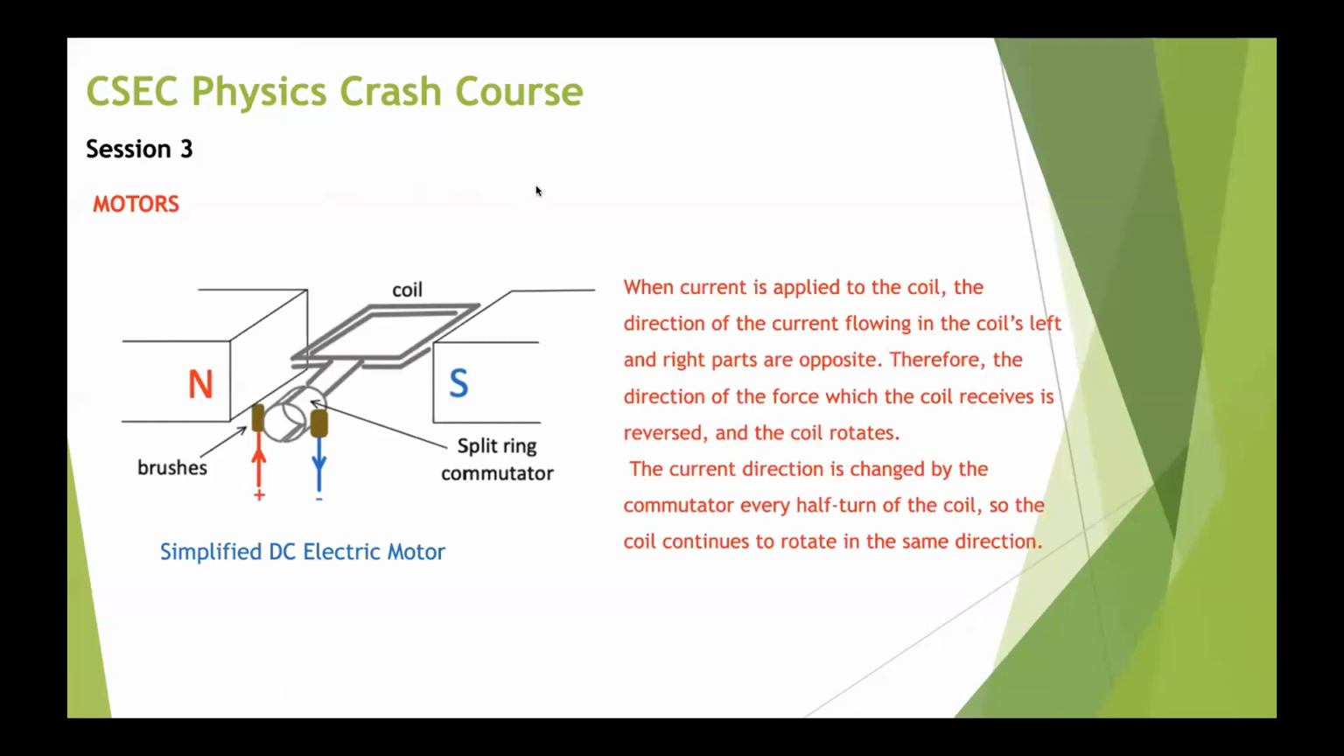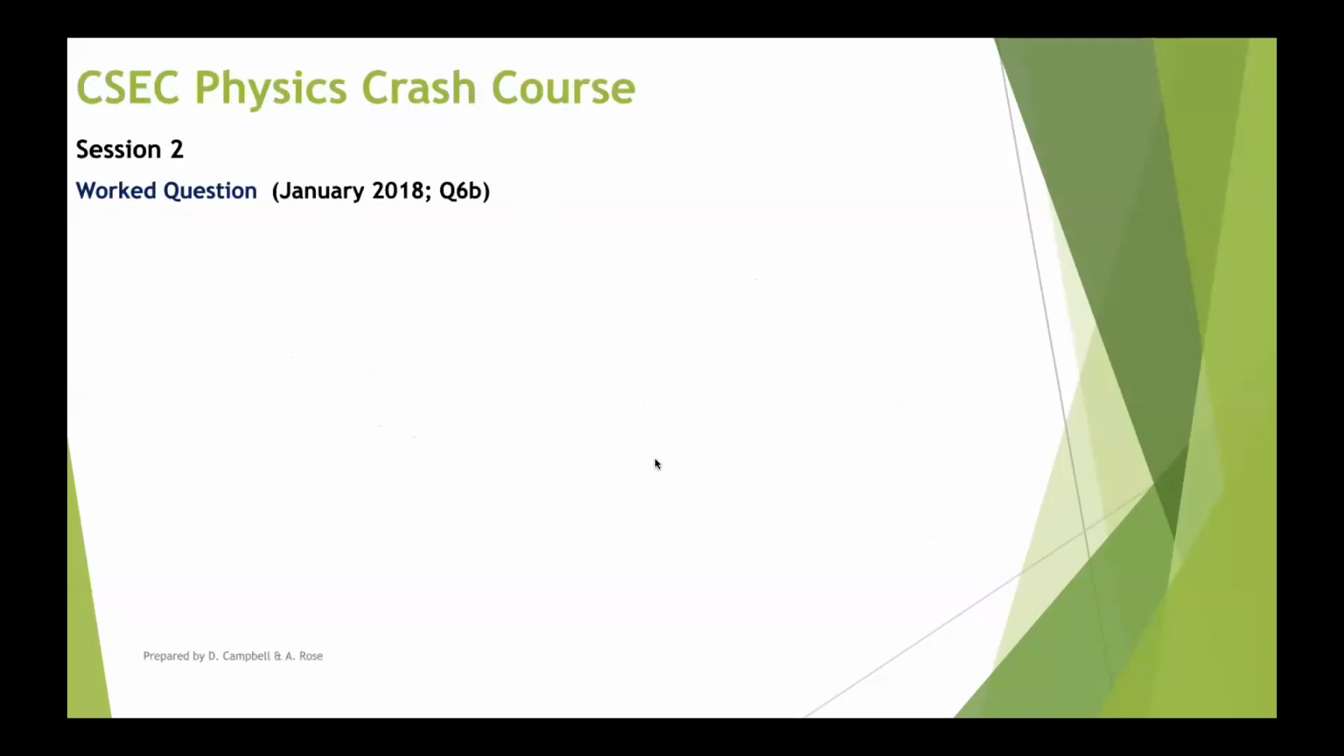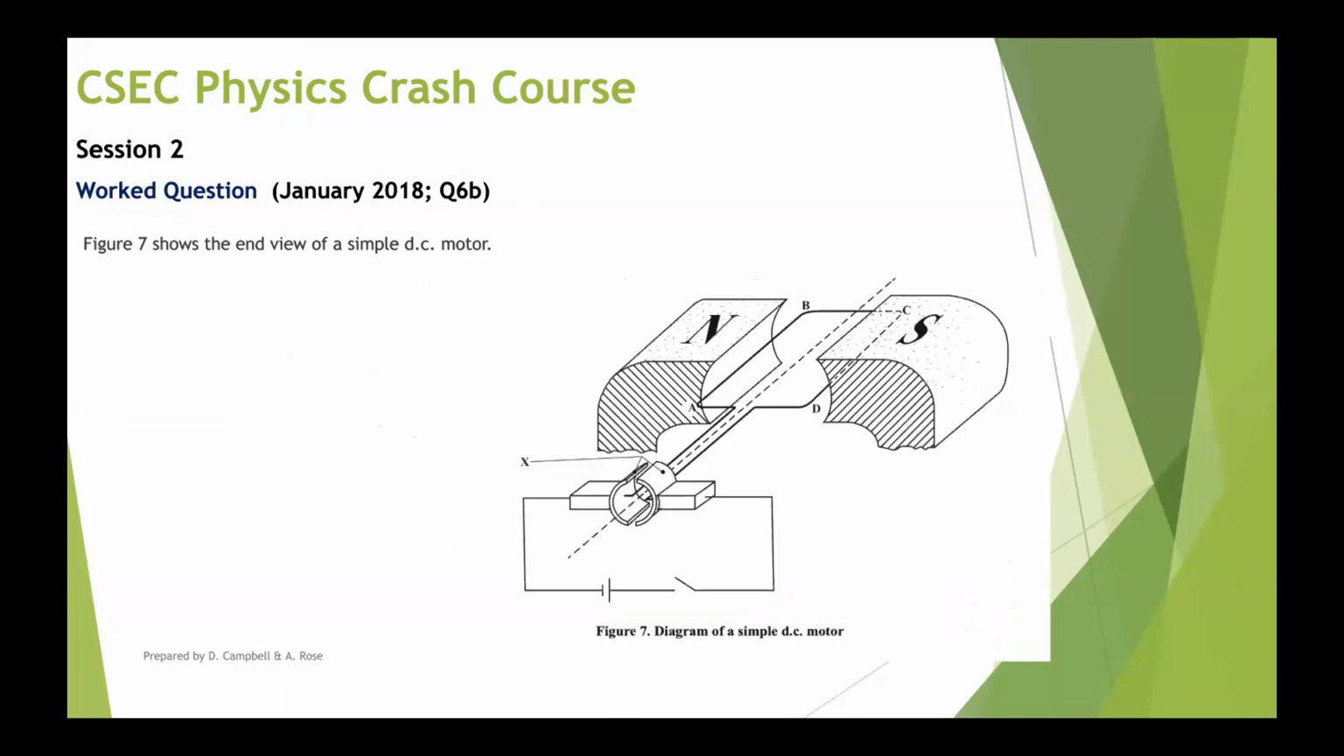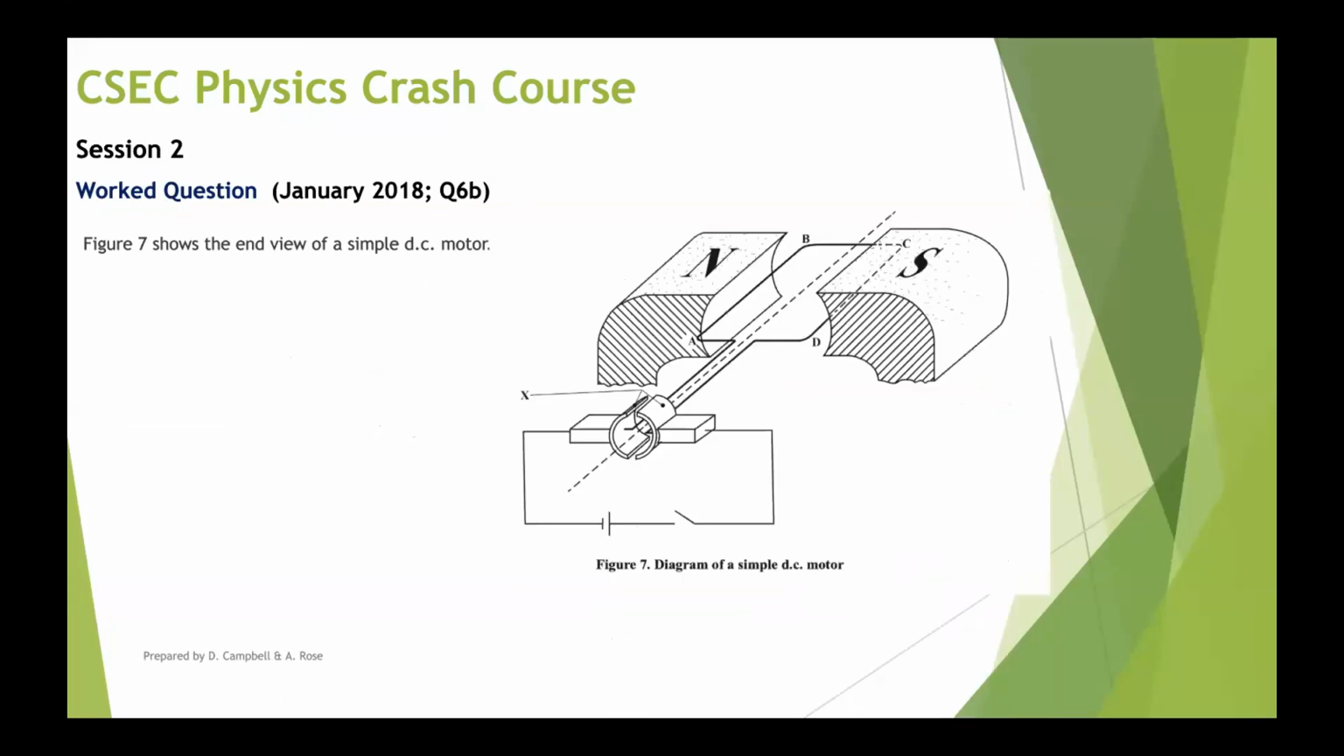All right, so we're going to be looking at a work question. This is from the recent paper 2018, question 6, part B. Now the figure shows the end view of a simple DC motor, and notice that we have different labelings. We have the north and south pole. We also have sections labeled A, B, C, and D, and a portion called X, and we have our circuit setup.